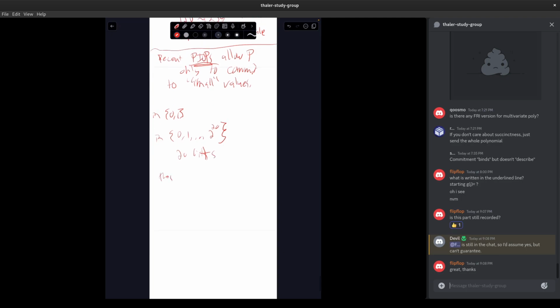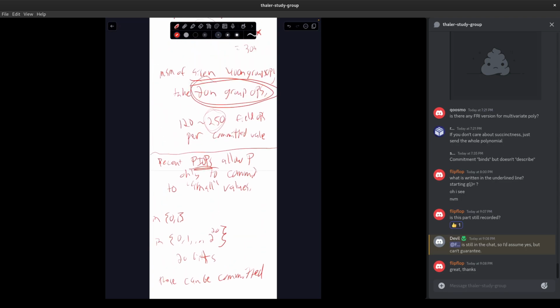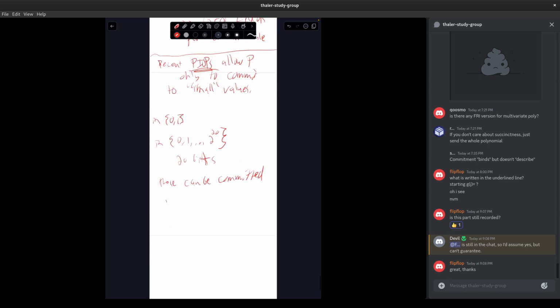Okay, and these can be committed much faster than what I wrote above, 20 group ops per committed value. You can actually get this down to something like 1 group op per committed value.